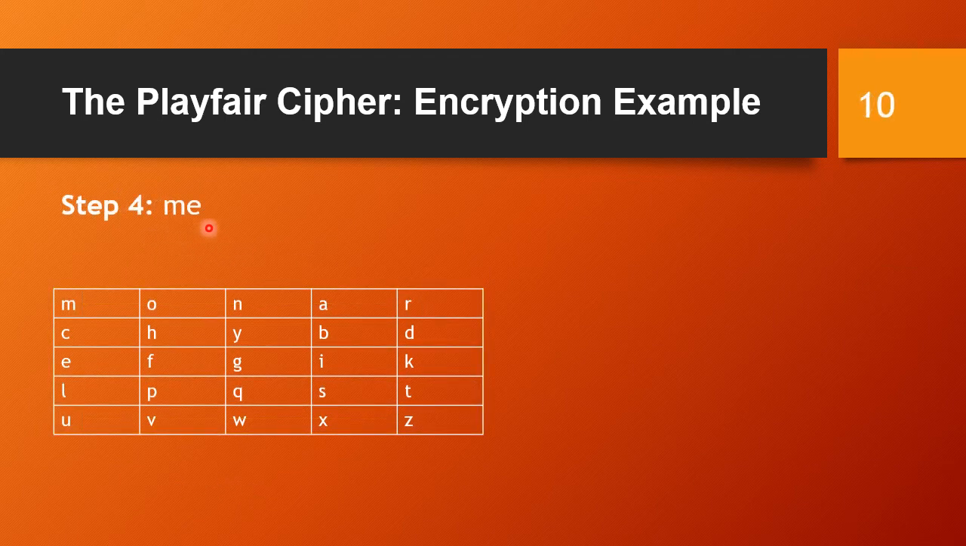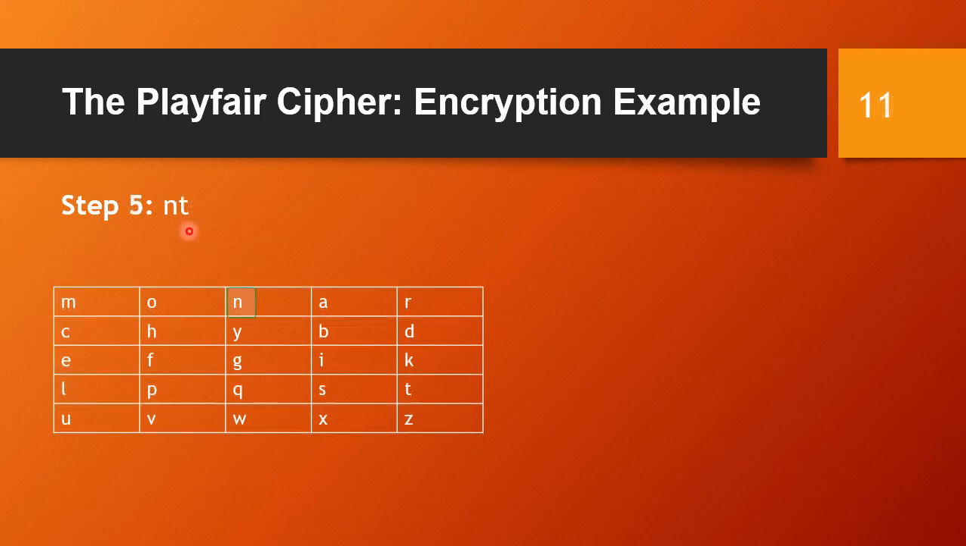Moving to the fourth pair ME. Both letters M and E are on the same column of the table. So each letter is substituted by the one that's under it. So M becomes C and E becomes L. So the pair ME becomes CL.